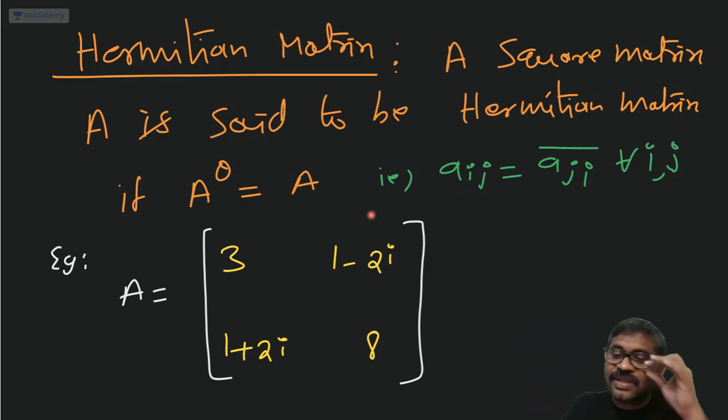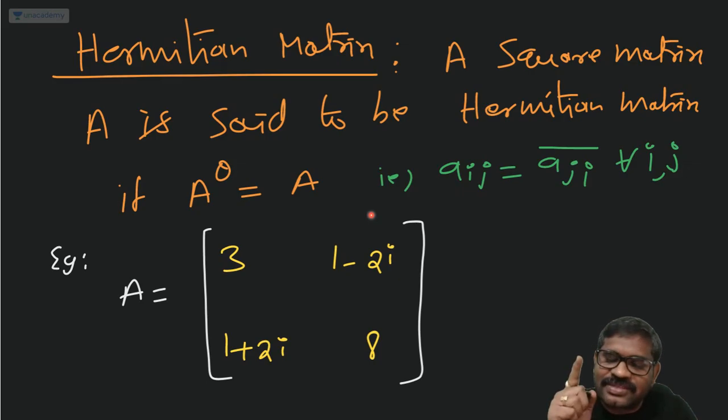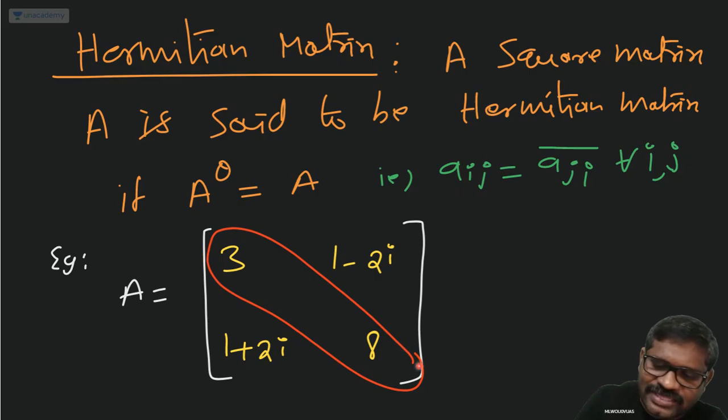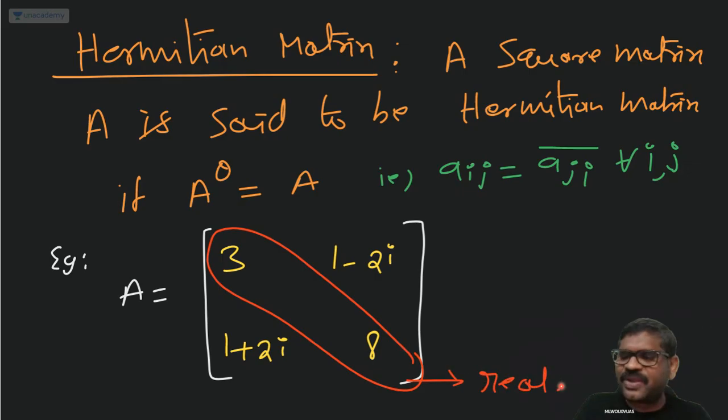Now, the main observation is principal diagonal elements are real. Sir, in a Hermitian matrix, are principal diagonal elements always real? Yes. You have to maintain them real. Then only you can generate a Hermitian matrix. So the first observation is that these entries you compulsorily have to maintain real.